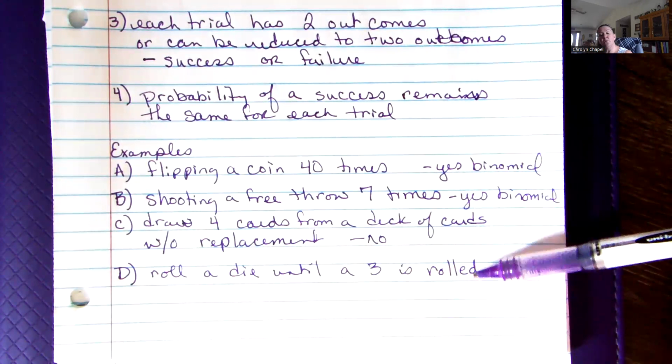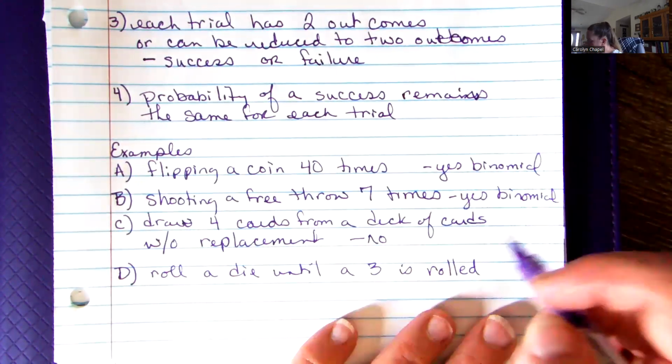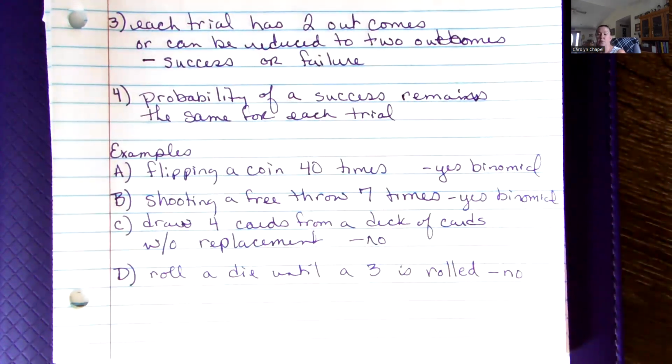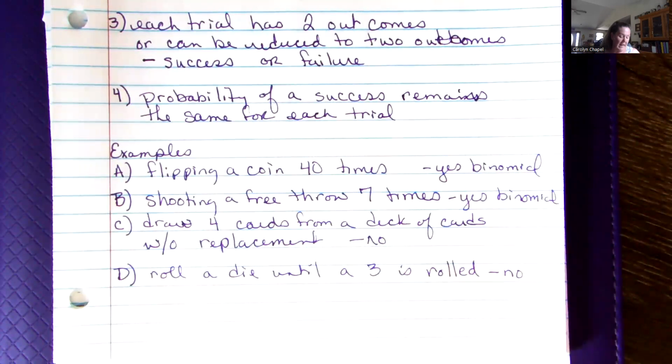However, since we don't know when we stop, this is not going to be a binomial, because we continue this experiment until that 3 is rolled. So sometimes we'll get that 3 on the first one. Sometimes it may take us 100 rolls to get that 3. But this is a different situation, and there is a probability distribution out there that takes care of that. It's not something that I cover in the course that I'm making these videos for, but it is out there.